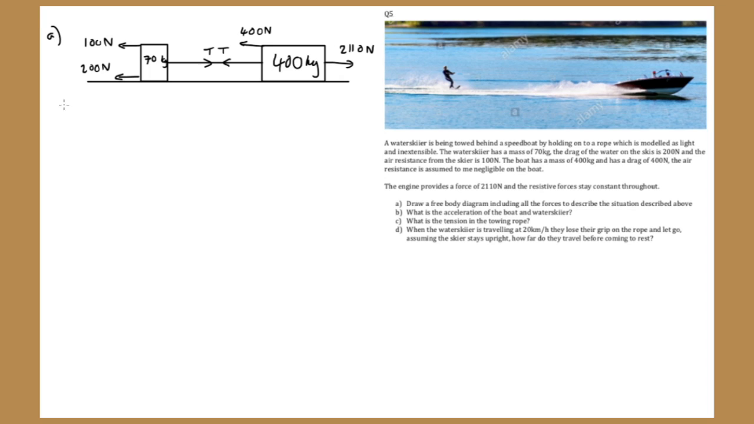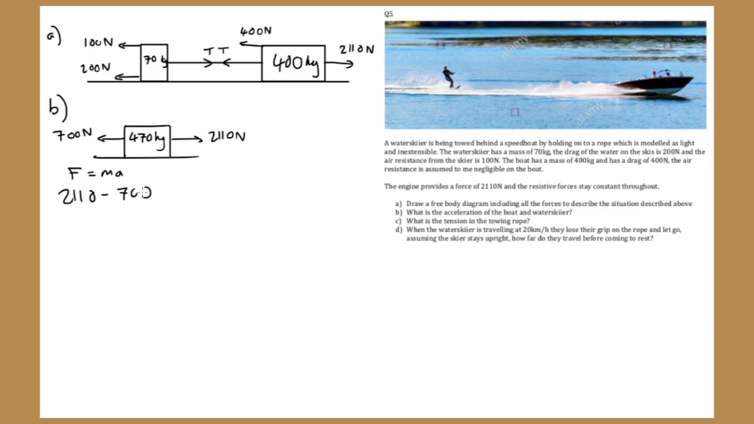Okay, so what's the acceleration of the boat and the water skier? Well, for this, we combine them. So we have 470 kilograms. The force to the right is 2,110 newtons. The force to the left here, well, we've got a few to combine. So we've got 100 here, 200, and we've got 400. So if we combine them together, we get 700 newtons. Okay, so using F equals ma, 2,110 minus 700 gives us 470a.